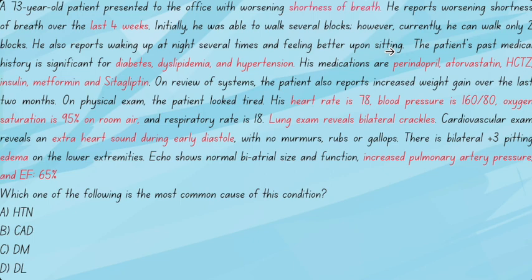The patient's past medical history is significant for diabetes, dyslipidemia, and hypertension. So now we have vascular risk factors. So I'm leaning toward heart failure more. His medications are perindopril, atorvastatin, hydrochlorothiazide, insulin, metformin, and sitagliptin. So he doesn't only have diabetes. Diabetes has several lines of treatment: lifestyle modification, the metformin, and dapagliflozin, the metformin, and sitagliptin. So this guy is on metformin, he's on sitagliptin, he's on insulin. So he does have advanced diabetes, and that puts him at very high risk for developing coronary and peripheral artery disease. He also is on atorvastatin for his lipid control. So the guy is a vasculopath.